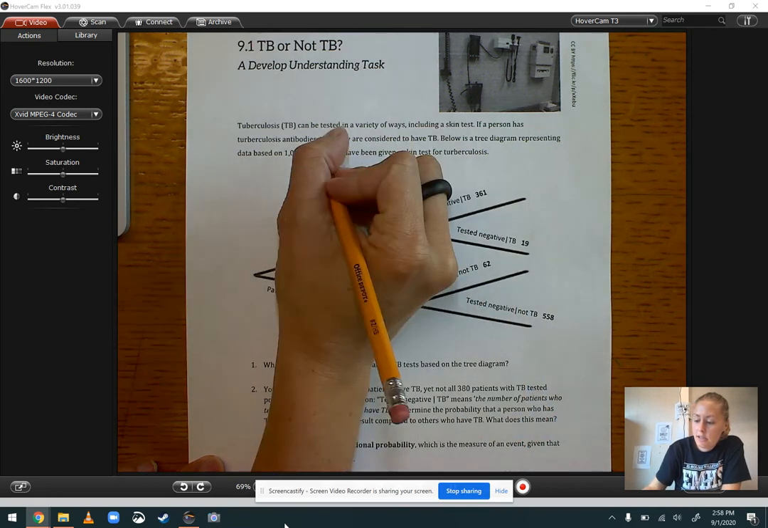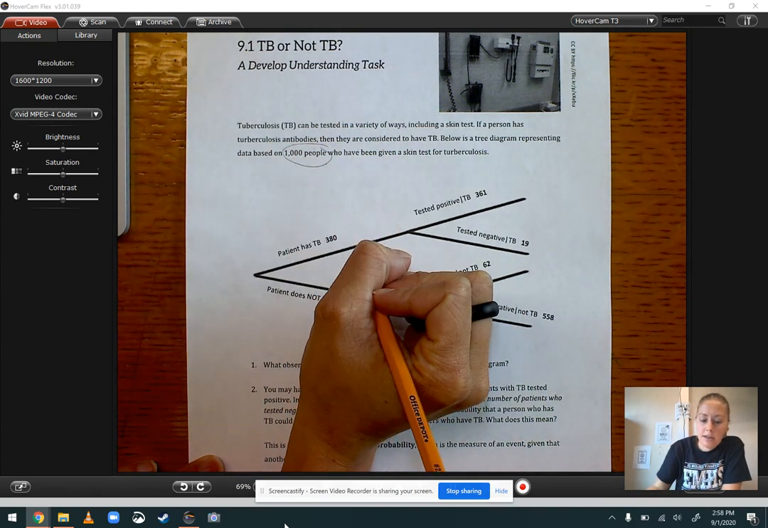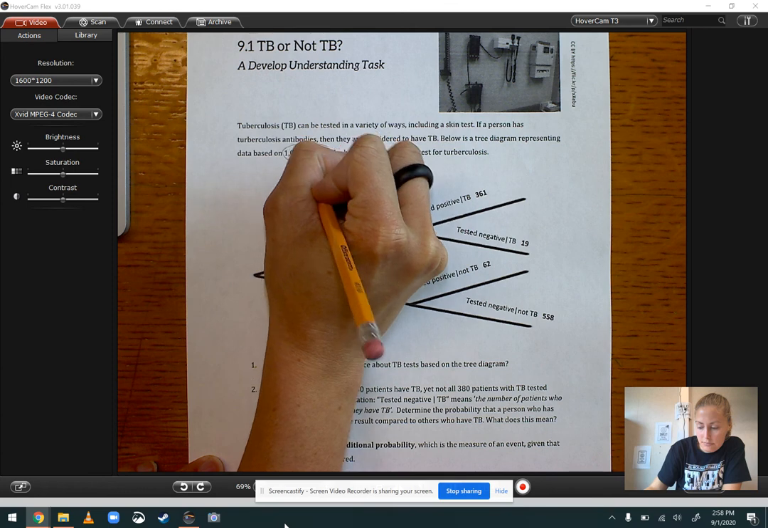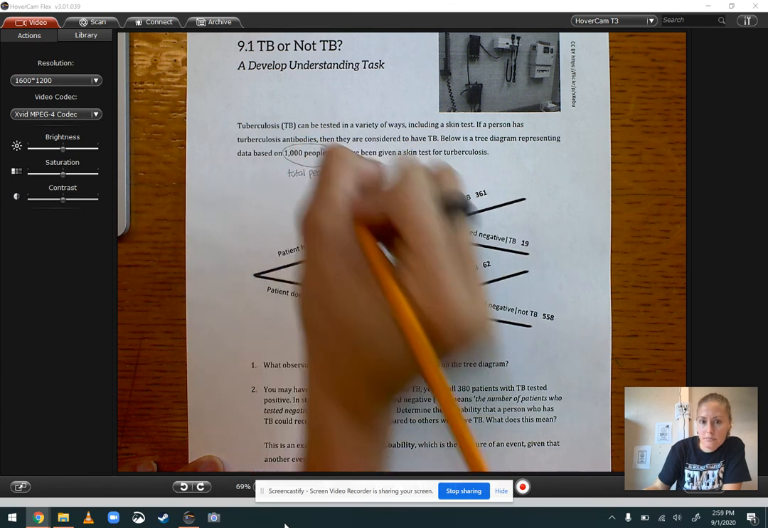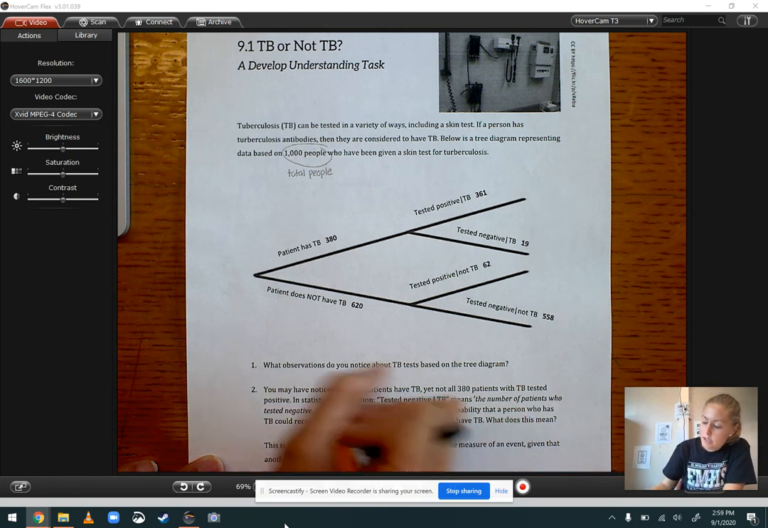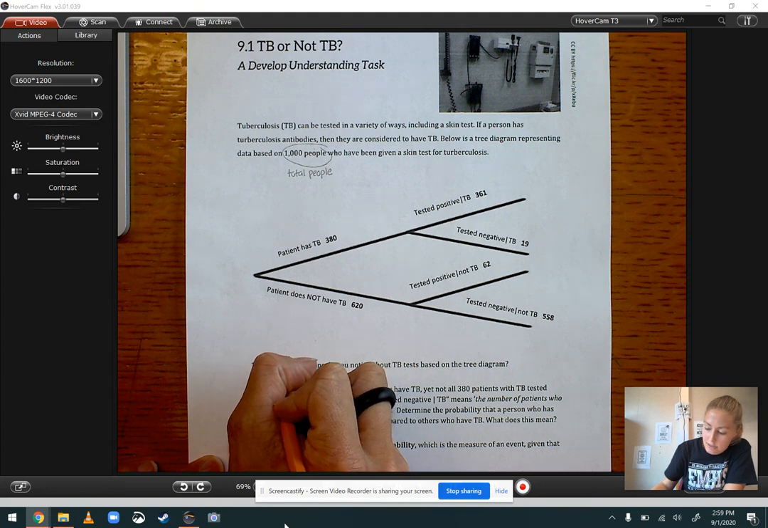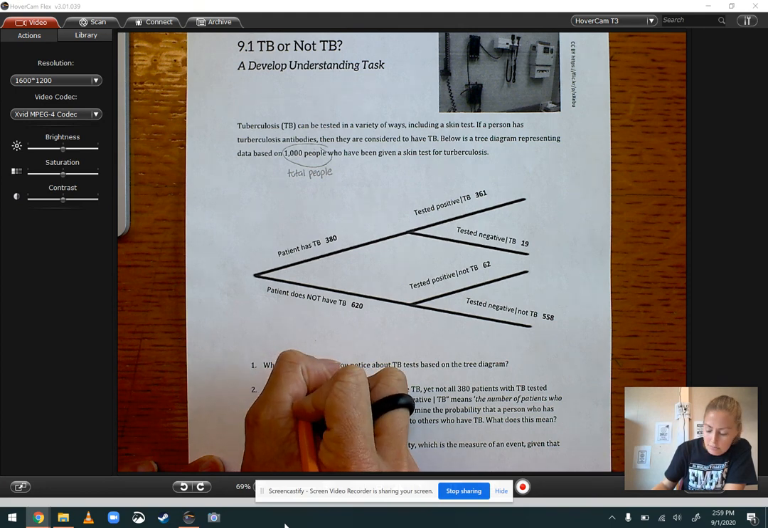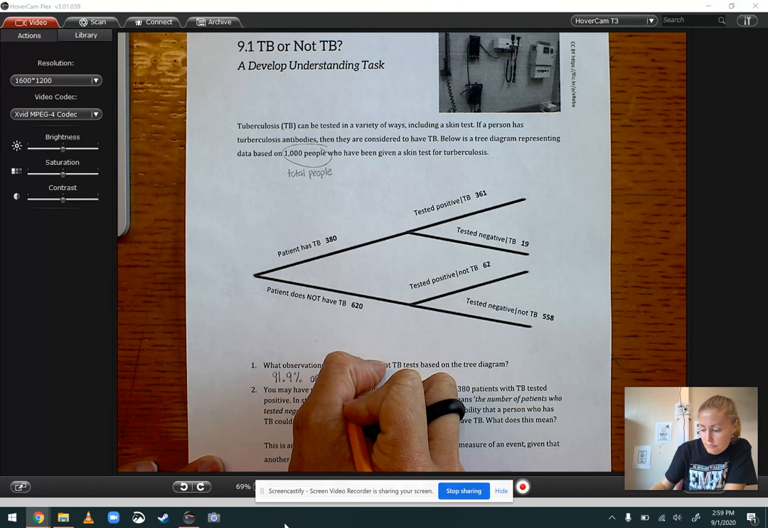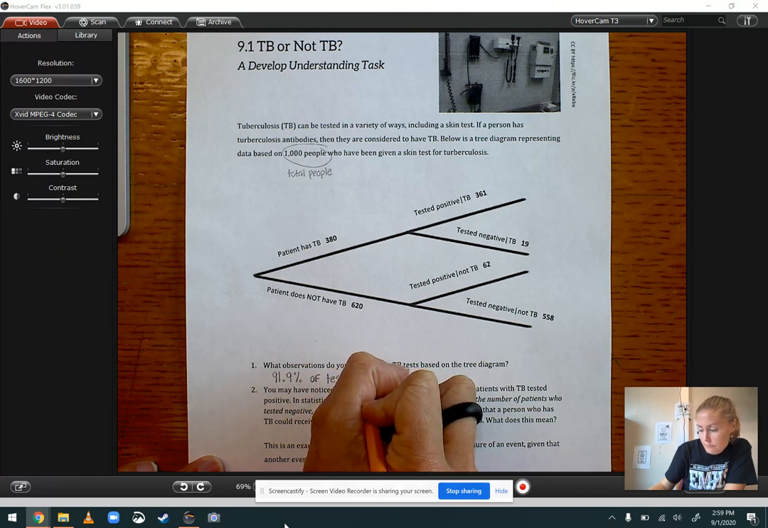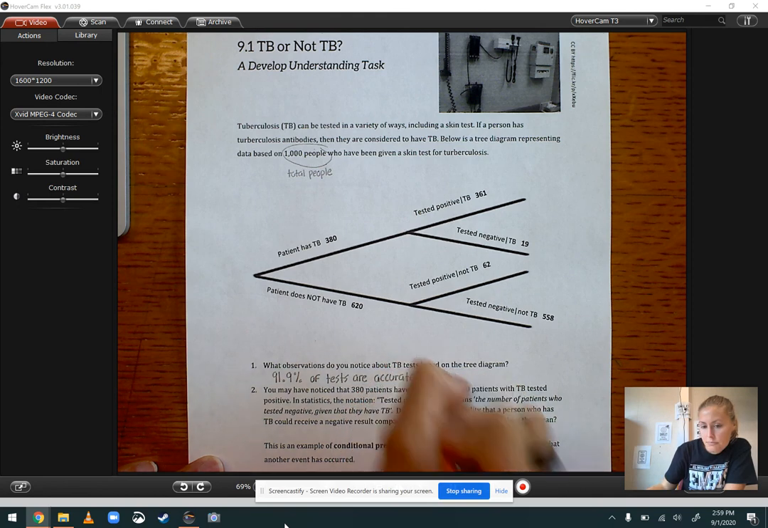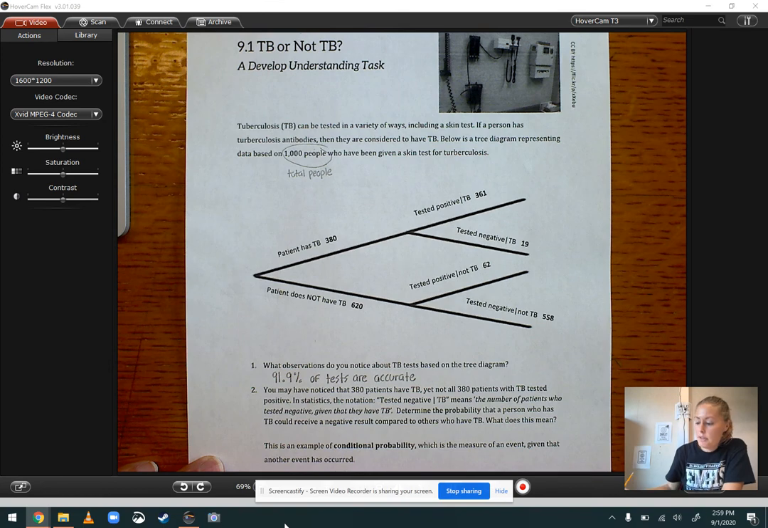First thing I notice is that there's 1,000 total people. The second thing I notice is that this test is 91.9% accurate. How do I know this?